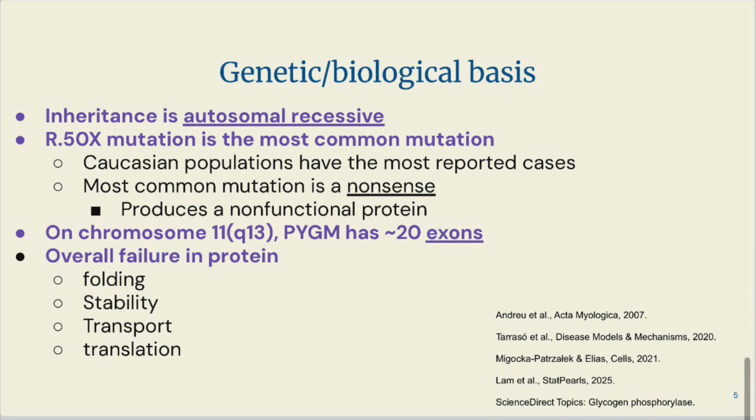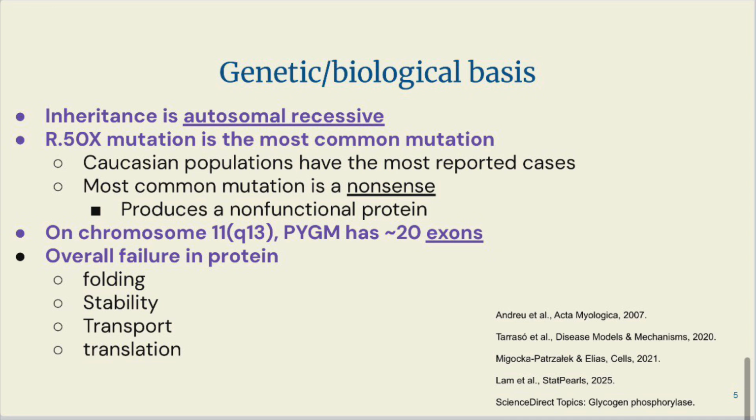Now let's talk about the genetic and biological basis of McArdle. To start off, the inheritance is autosomal recessive. What this means is you need to inherit a mutated gene from both of your parents to be symptomatic. And to elaborate that a little more, if you get a copy that's mutated from one parent and a copy that's not mutated from another parent, you'll be a carrier with the possibility to pass down McArdle, but you yourself will not have it.